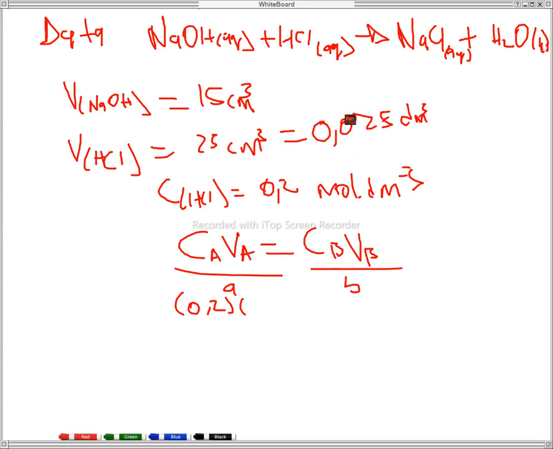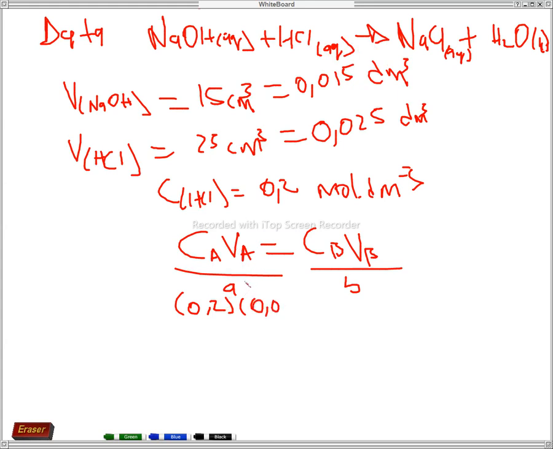This is 5. I hate this eraser because it erases something that I don't want to erase. Okay, 0.025 there, and then if I convert this one, it's going to give me 0.015 decimeter cubed, right? Don't forget that. Okay, now I can substitute my values since they are all converted.